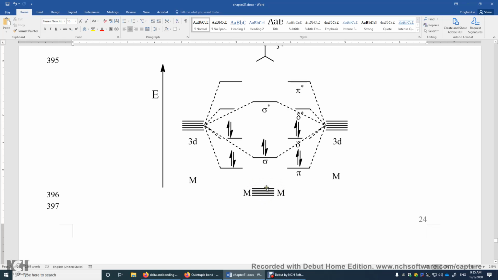The nature of this quintuple bond is 1 sigma bond between dz squared and dz squared. This pi bond between dyz and dyz. This pi bond between dxz and dxz. This delta bond between dxy and dxy. This delta bond between dx squared minus y squared and dx squared minus y squared.